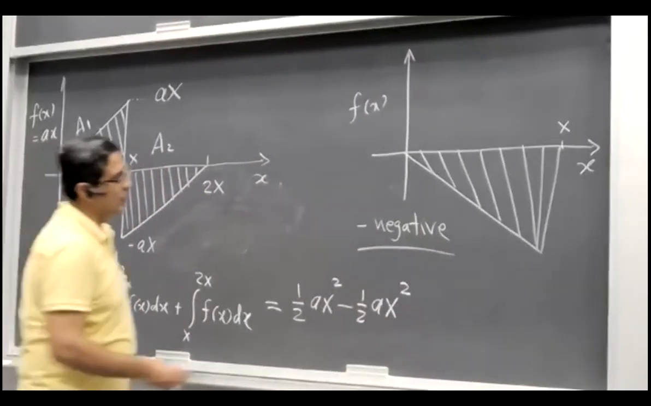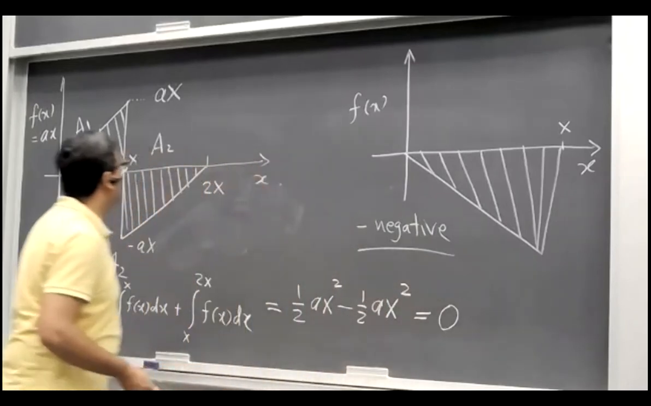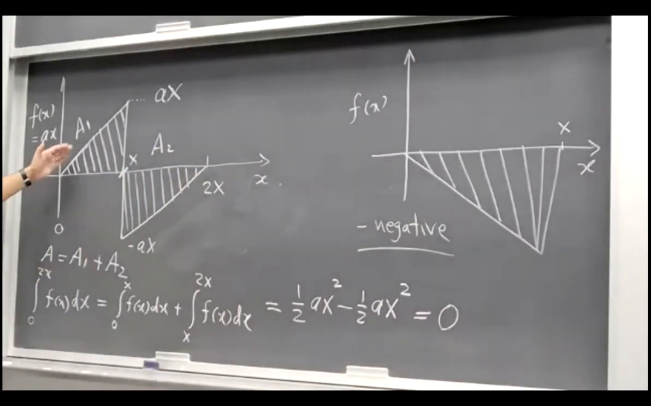Okay, and the total integral, or the total area under the curve, which means area between the x-axis and the curve on either side, is 0. So the integral of a function that looks like this is 0.